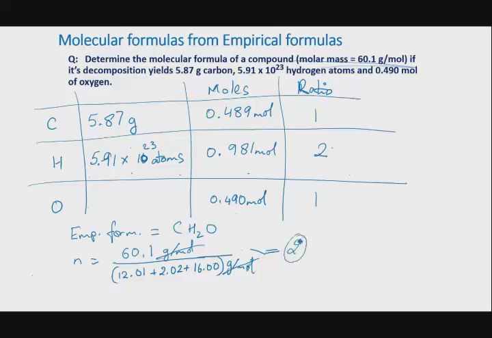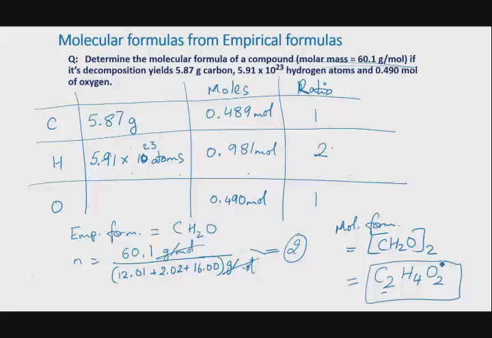of 2, and therefore the molecular formula for this compound equals the empirical formula times this number N, and that equals C2H4O2. The compound, whatever the name of this compound is, the actual compound, or the molecule of the actual compound, is made up of 2 carbons, 4 hydrogens, and 2 oxygen atoms.